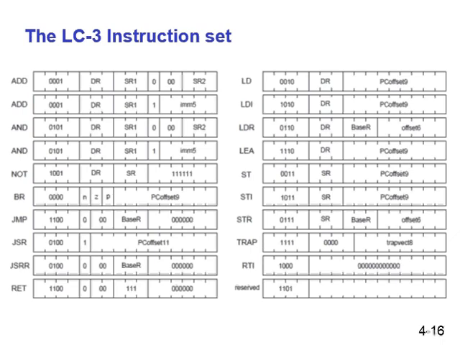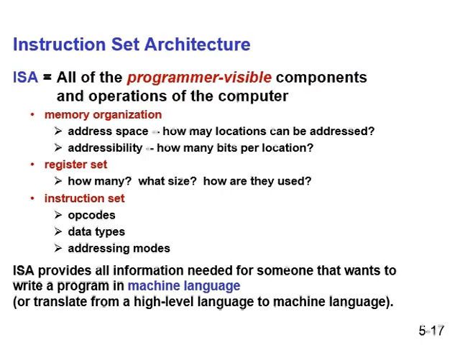This is the LC-3 instruction set. We have 16 opcodes, but in fact we have only 15. When we go to the ISA level, you should understand 3 important components. The first, memory organization. The second, register set. And the last one, instruction set. When you write the program, that means you write the program in machine language.